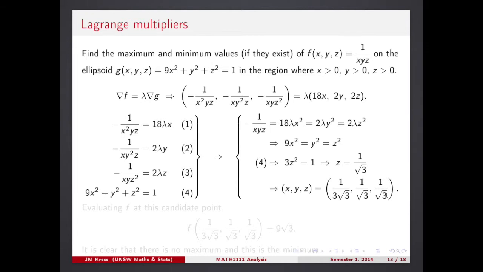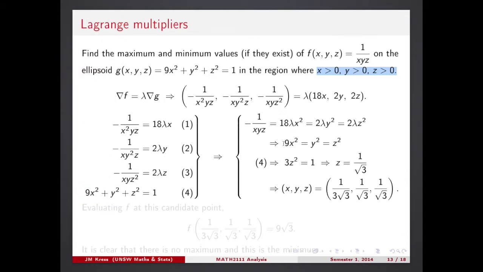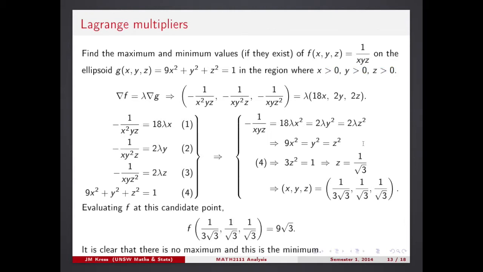Actually, it's the only value because there's an extra assumption in the question: x, y, z positive. Otherwise, if there wasn't such an assumption, then you have to consider all possible combinations of signs, plus, minus, plus, minus, plus, minus. All of them will work with this constraint, so all of these candidates must be considered. But because of this extra assumption in the question, we don't need to do that. Just one point of interest. Right. And we end up with a value like that.